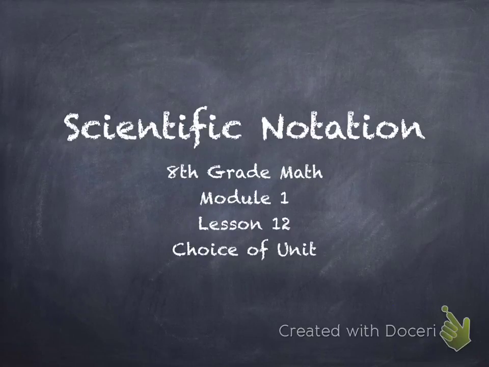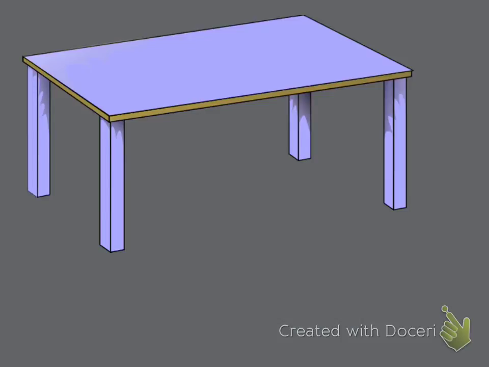Okay, we've been learning about scientific notation and how it helps us to read, write, and compare numbers that are very, very large or very, very small. It just gives us a kind of shorthand and makes those numbers easier to work with. The other thing that we need to think about, though, is our choice of unit. If we make sure we're using the correct units, even those very large and very small numbers can be a little more manageable. So let's start with a simple example of a table.